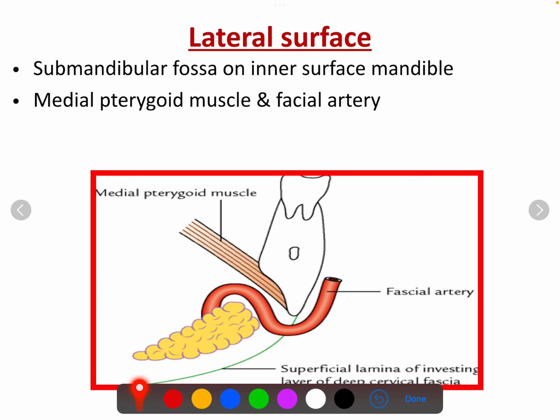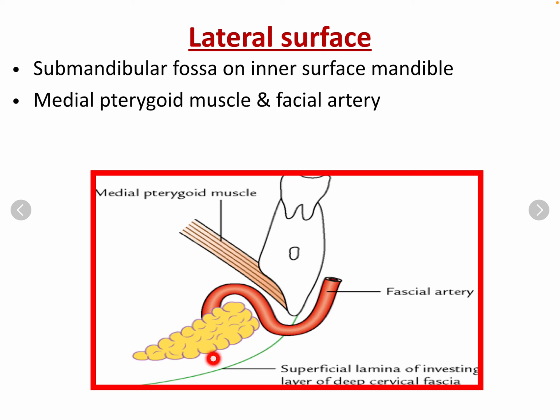The next one, the lateral surface. The lateral surface of the superficial part is related to the submandibular fossa on the inner surface of the body of the mandible. Then it is also related to the medial pterygoid muscle and the facial artery.